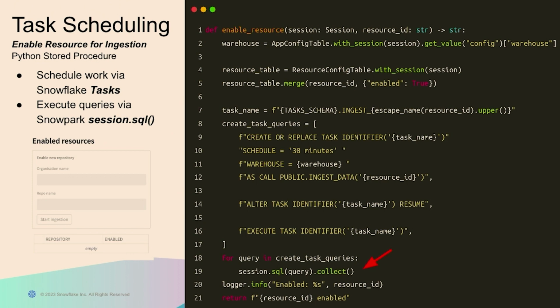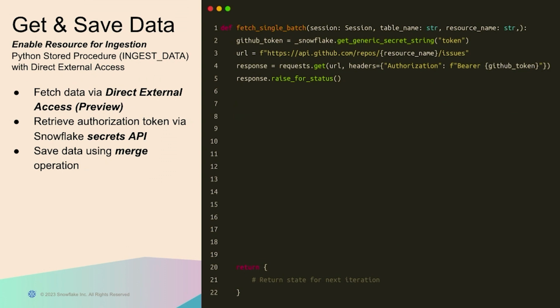The last part is really the ingestion, how we will connect to the source and save the data. Up till now, there was no way to directly connect to a remote endpoint from a Snowflake procedure. But now we have direct external access in preview, and it's possible. We can see there is just a normal GET request to some remote URL.